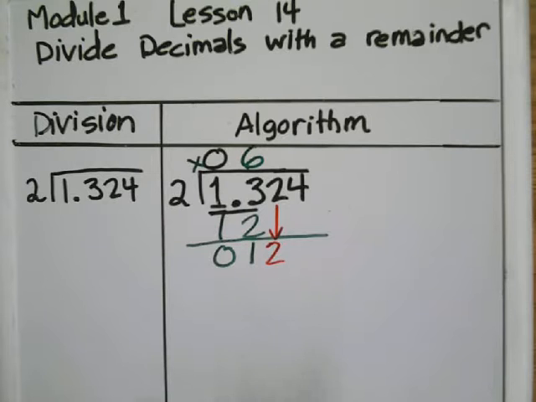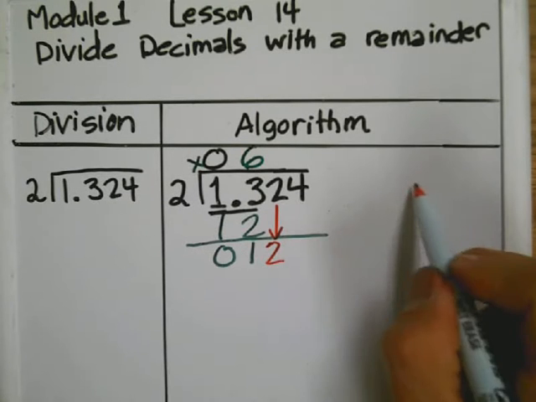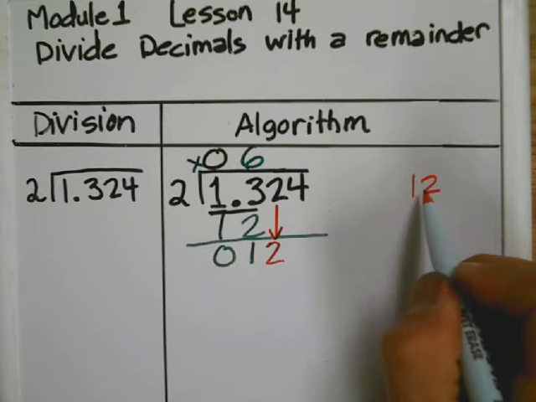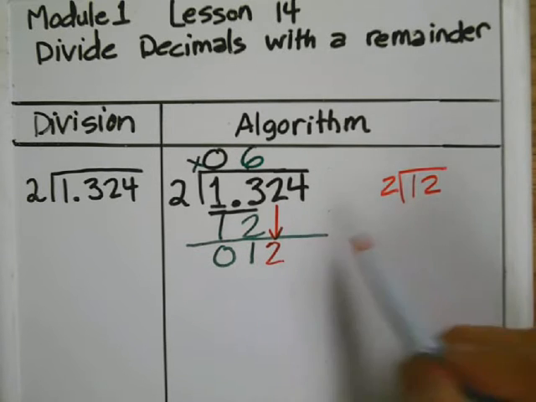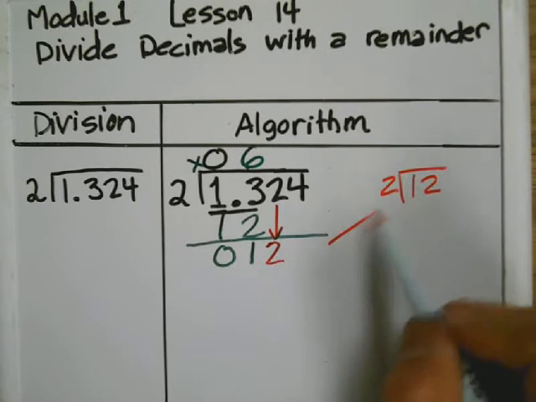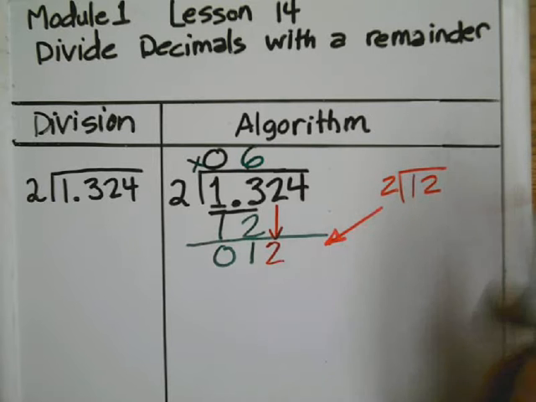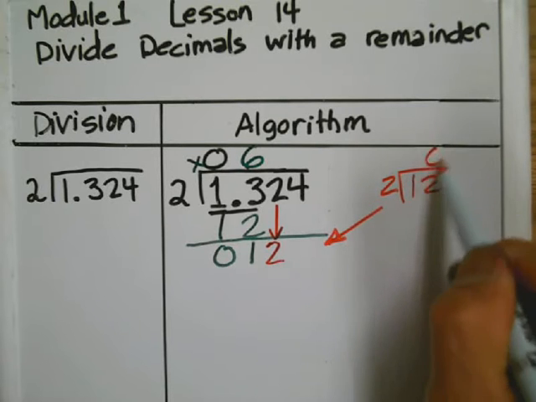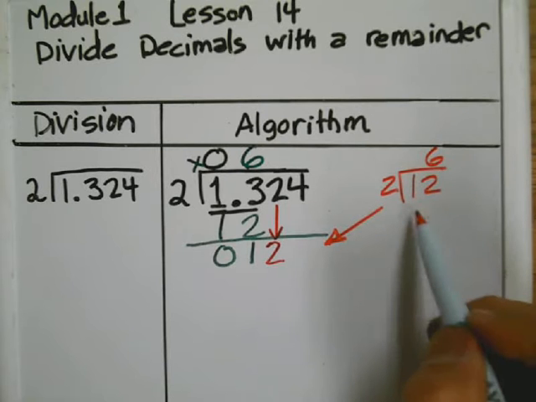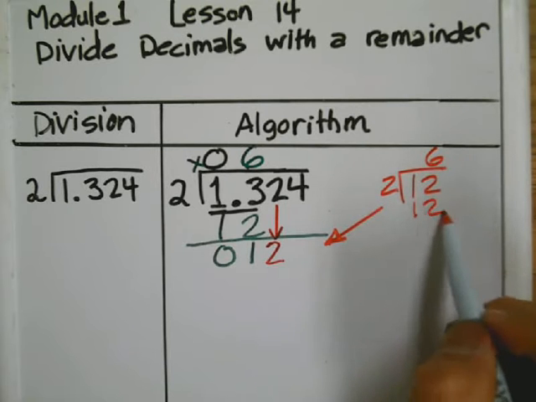Now here's what I ask my students to visualize. There is a number 12. I'm just gonna bring it out here, and that number 12 is divided by 2. So all I did is bring this out here. So you say, how many groups of 2's can you make out of 12? And the answer is 6. 6 times 2 equals 12, and the remainder is 0.